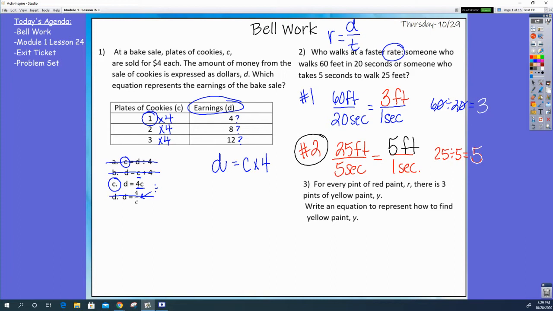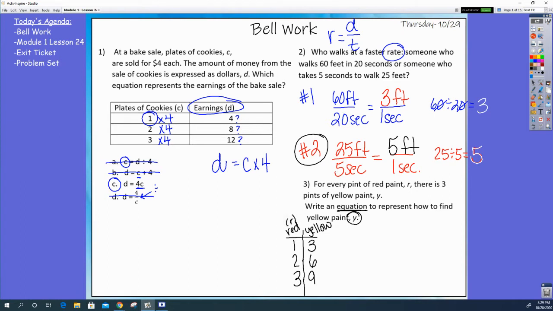Number 3. For every pint of red paint, R, there are 3 pints of yellow paint, Y. Write an equation to represent how to find the yellow paint variable Y, okay? So again, you can think about this as a table if you want to. Every time you have red paint, you also have yellow paint. And it says for every pint of red paint, R, there are 3 pints of yellow. So for every 1 pint of red, there are 3 pints of yellow. If I had 2 pints of red, I would have 6 of yellow. 3 pints of red would give me 9.